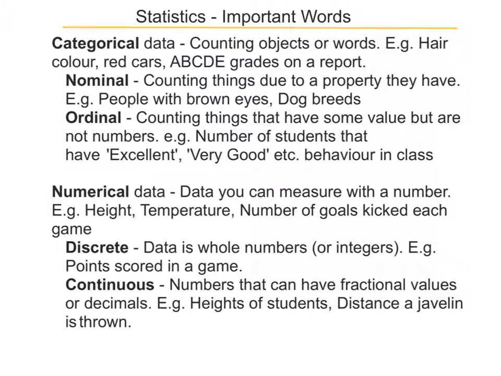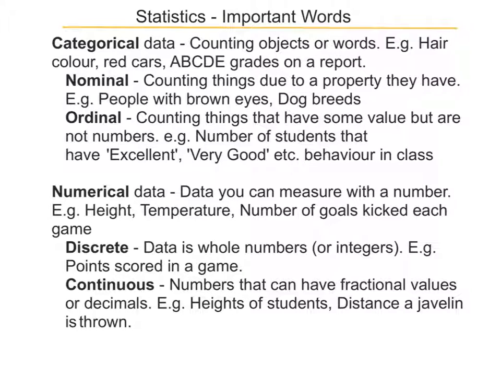When we're collecting data, the type of data we collect is important because it determines what we can do with it. So let's look at some types of data that we collect. The first type is called categorical. Categorical data is where you count objects or words or properties of something. So for example, the colours of a car, or the colours of someone's hair, or how many A, B, C, D, E grades are on reports. Those things that we're counting are not numbers.